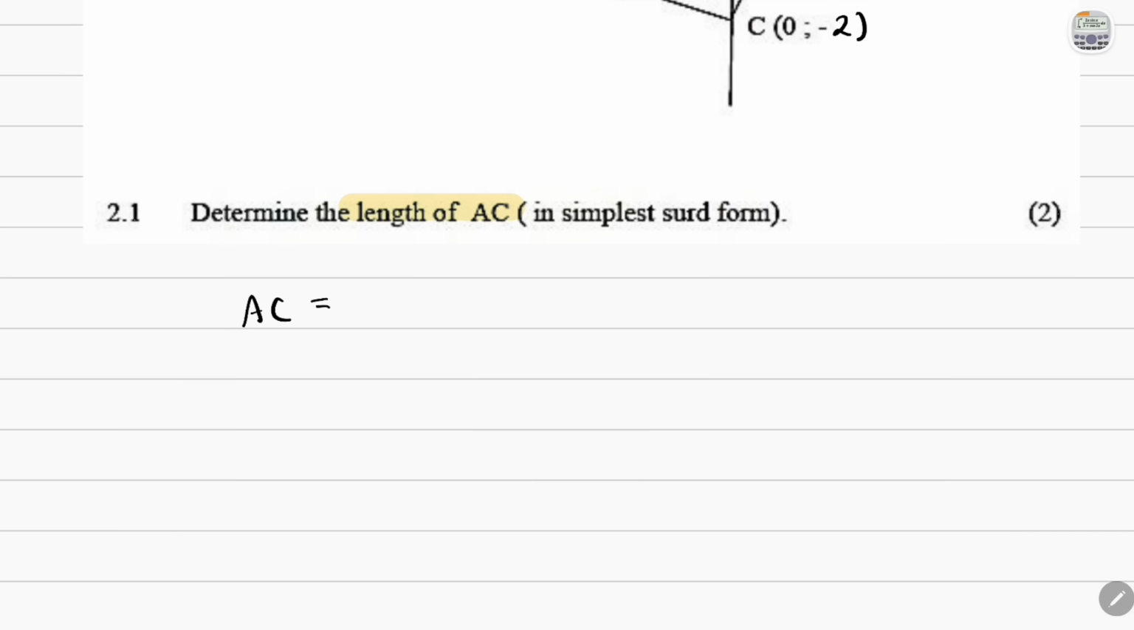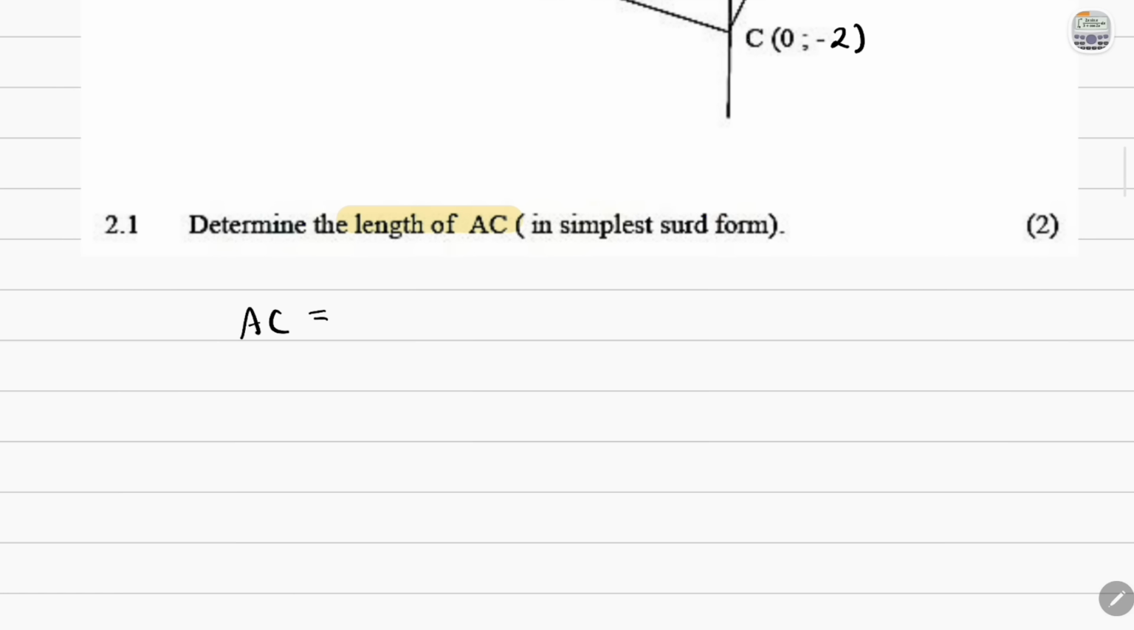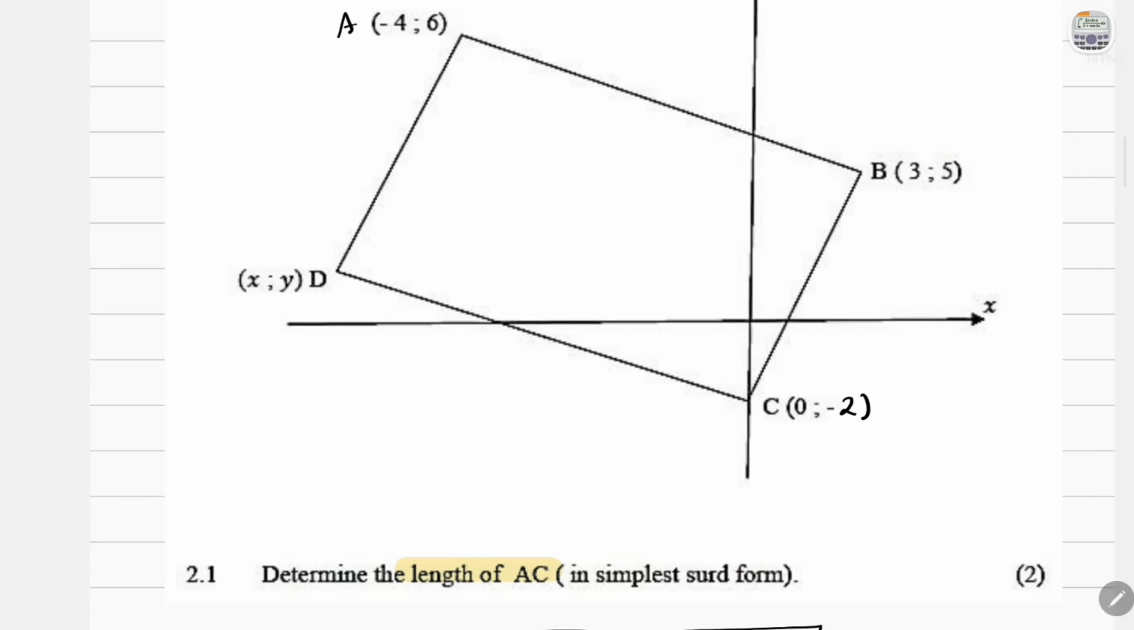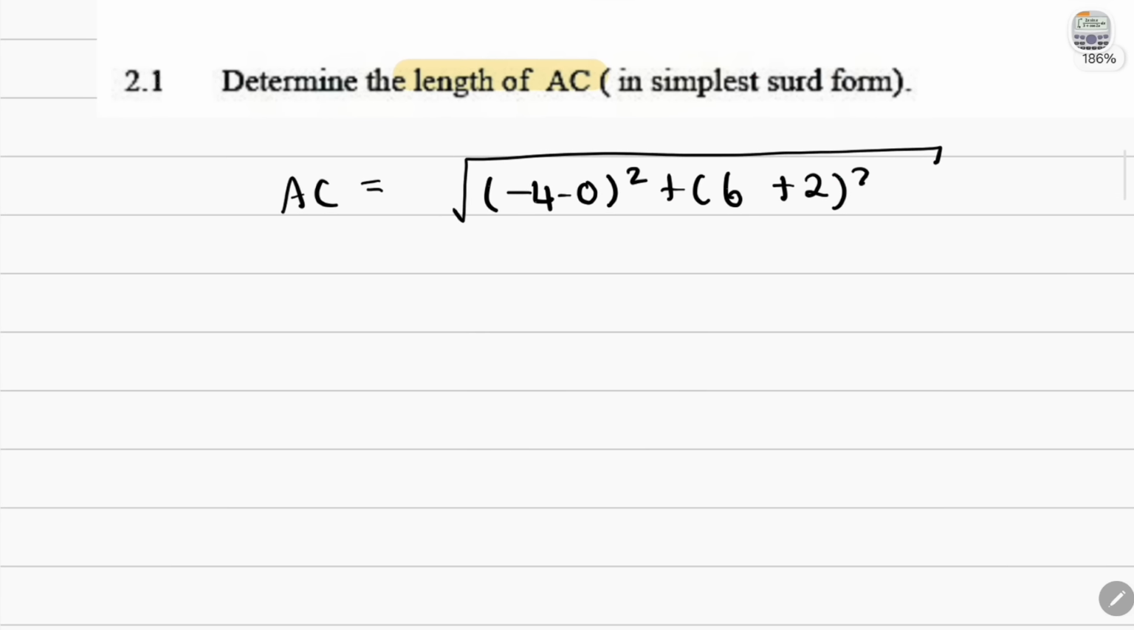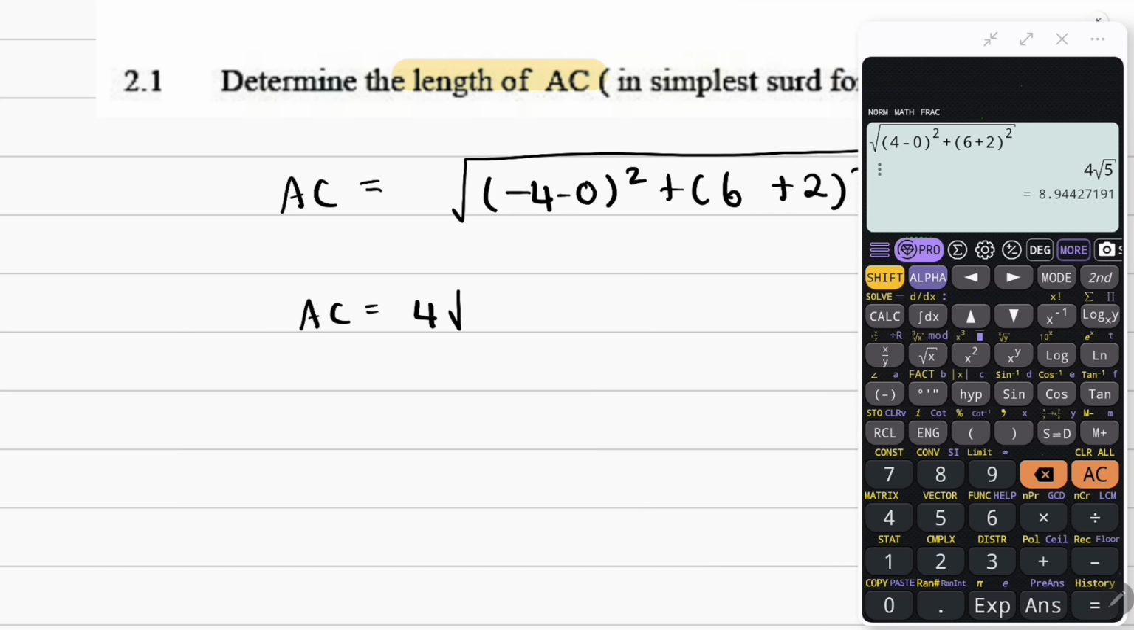We already know the distance formula from question 1, so you can just go ahead and start substituting. We have A and C. So x2 minus x1, we can just start with top minus bottom. That is negative 4 minus 0, all squared, plus 6 minus negative 2, which will just become a plus 2, all squared. Then sub into your calculator, and that is 4 root 5 units. 4 square root 5 units. And that is our answer.